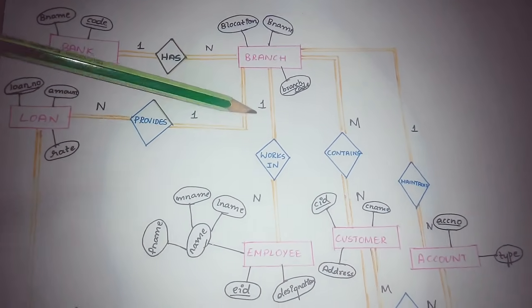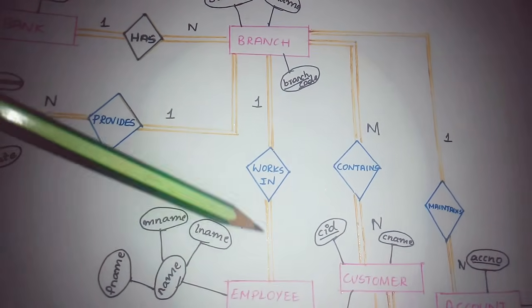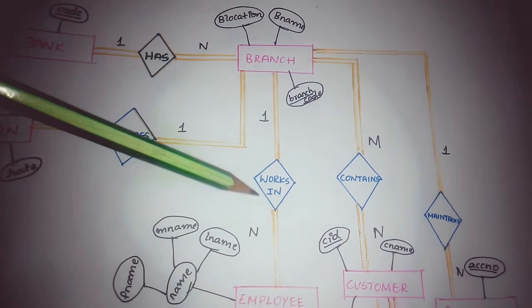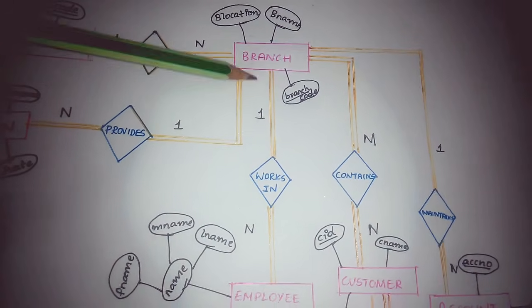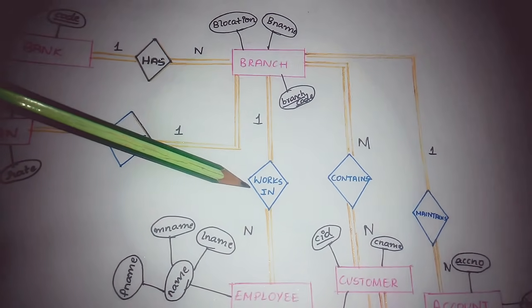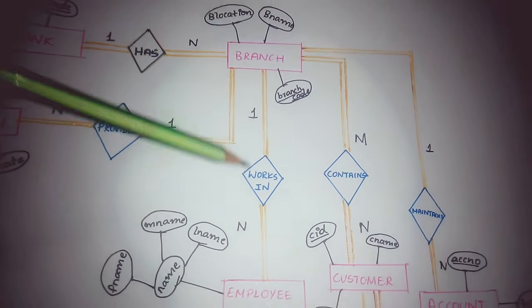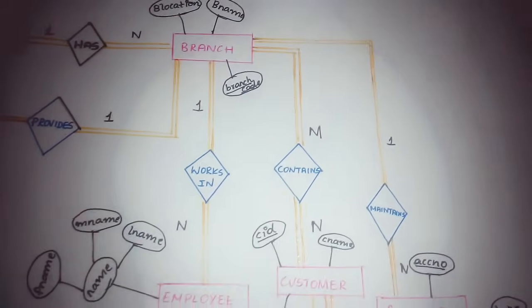Now coming to participation constraints. An employee works in a branch, that is, an employee will work for a particular branch. So the participation is total, and a branch will have an employee who works in that. So it is total.